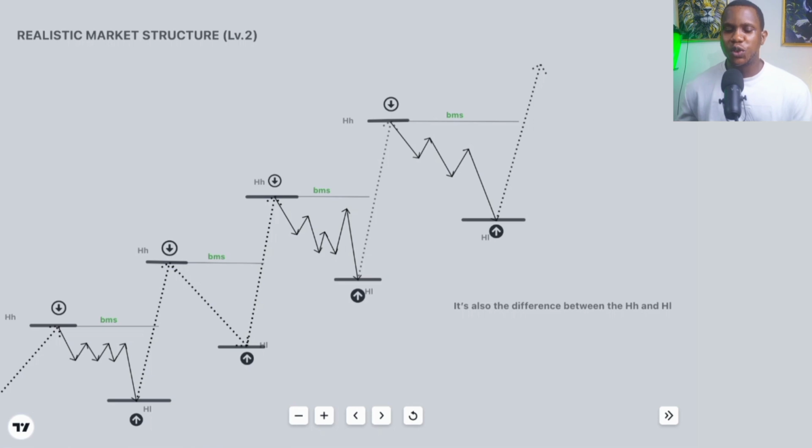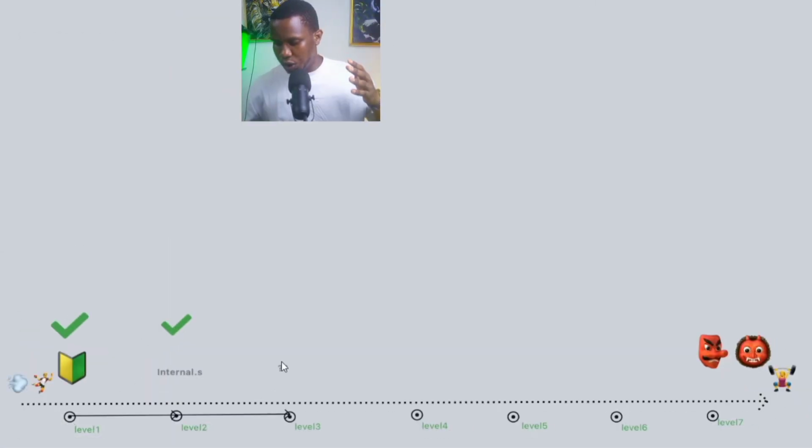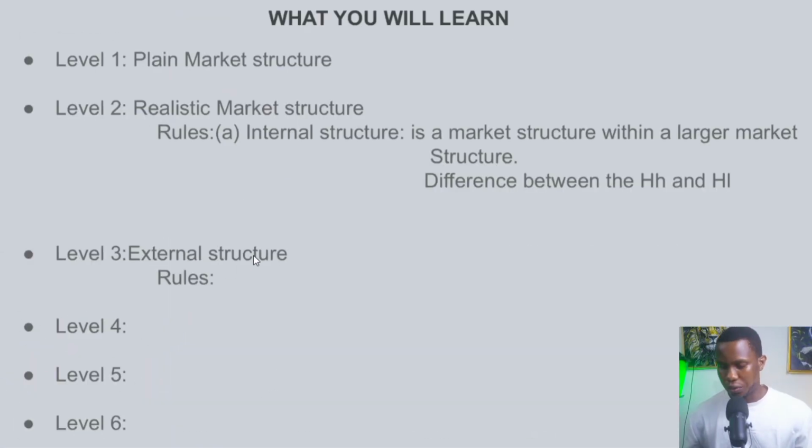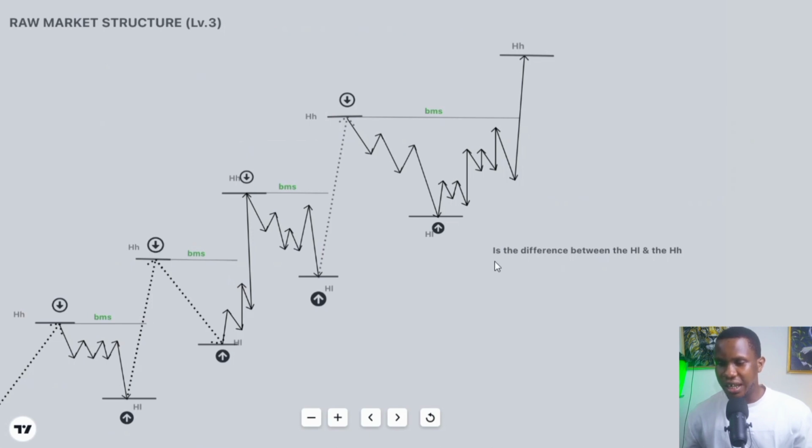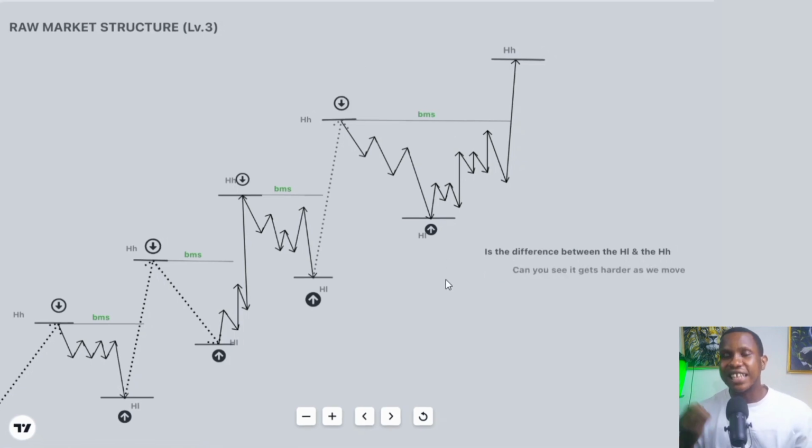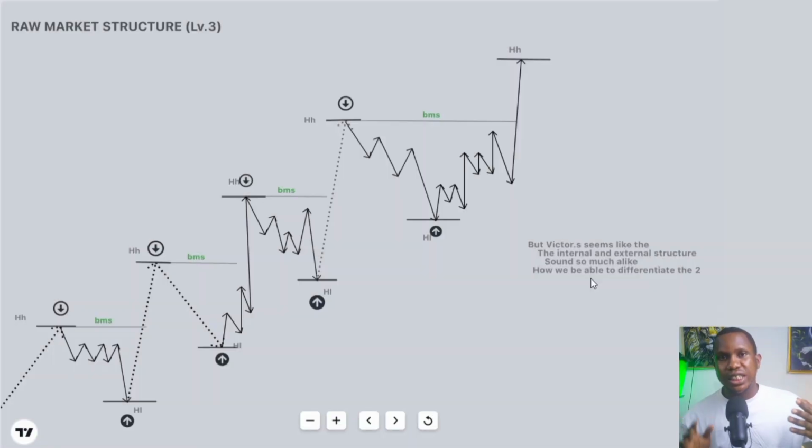You can also picture this as the difference between the higher high and the higher low, which takes us to what? Level 3, which is external structure. It is the difference between the higher low and the higher high. Can you now see that it gets harder as we move? Someone watching will say, but Victor Snow, it seems like this internal structure and external structure sound so much alike. How can we differentiate these two?